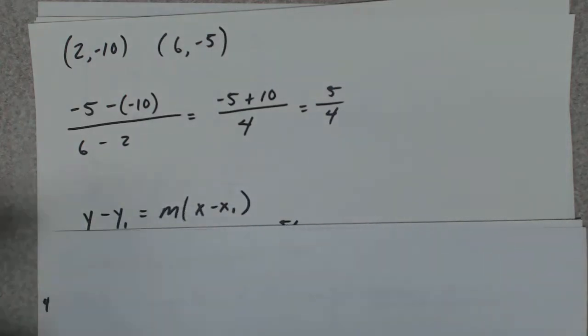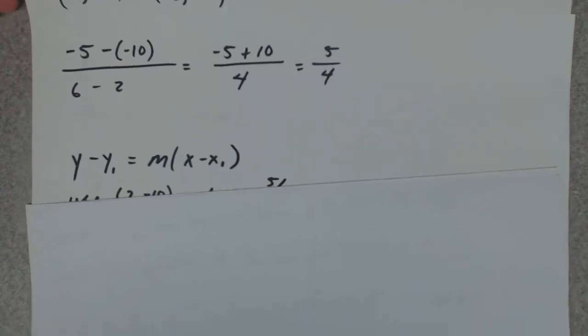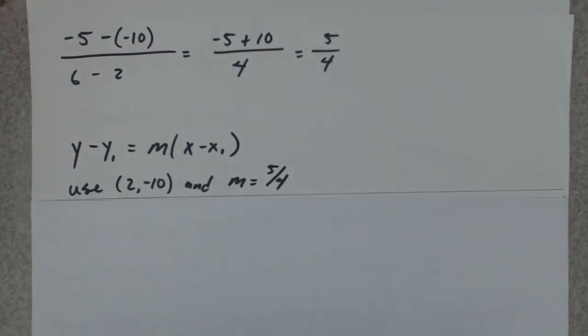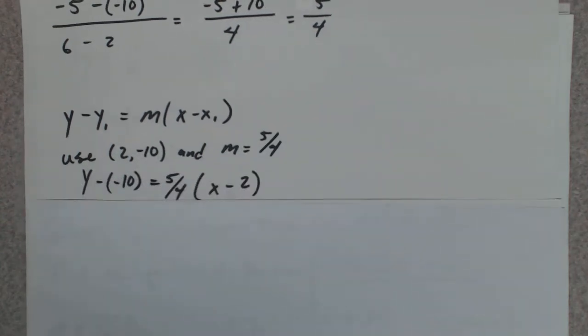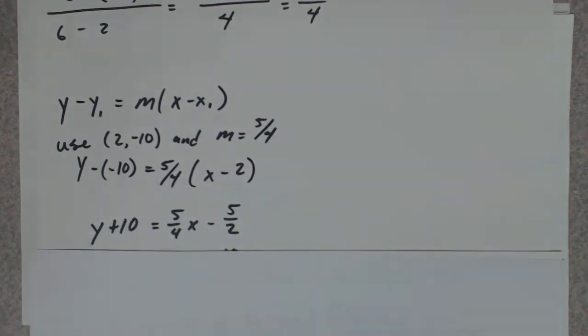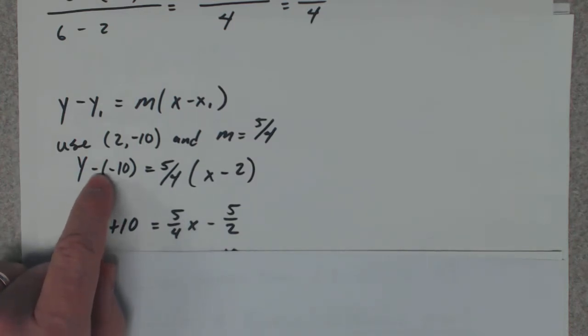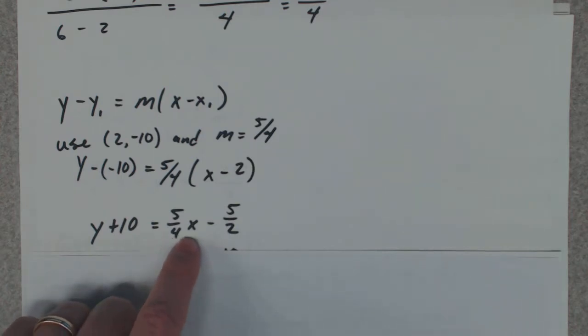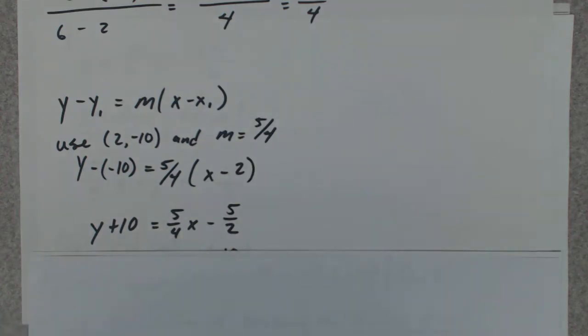We're going to take our slope, point slope. I'm going to use point 2, -10. Now I could use the other point, but I just want to use the first one that I had up there. I'm going to use that slope I found of 5/4. So when I plug that in to my point slope formula, I clean it up a little bit. This turns into a +10. I distribute my 5/4. I get 5/4 x minus 5/2.